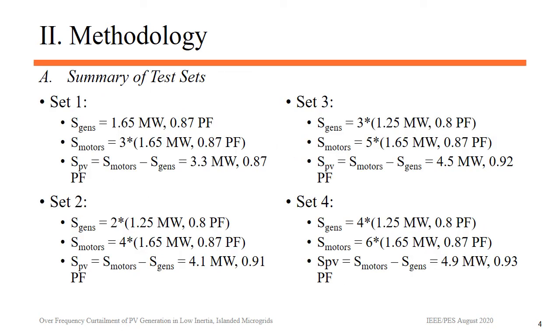4 sets of simulations are performed. Each set involves a different number of online synchronous generators, 1 through 4, which effectively sets the system inertia. Summarized here are the operating points for the generators, motors, and the PV system for each of the test sets.